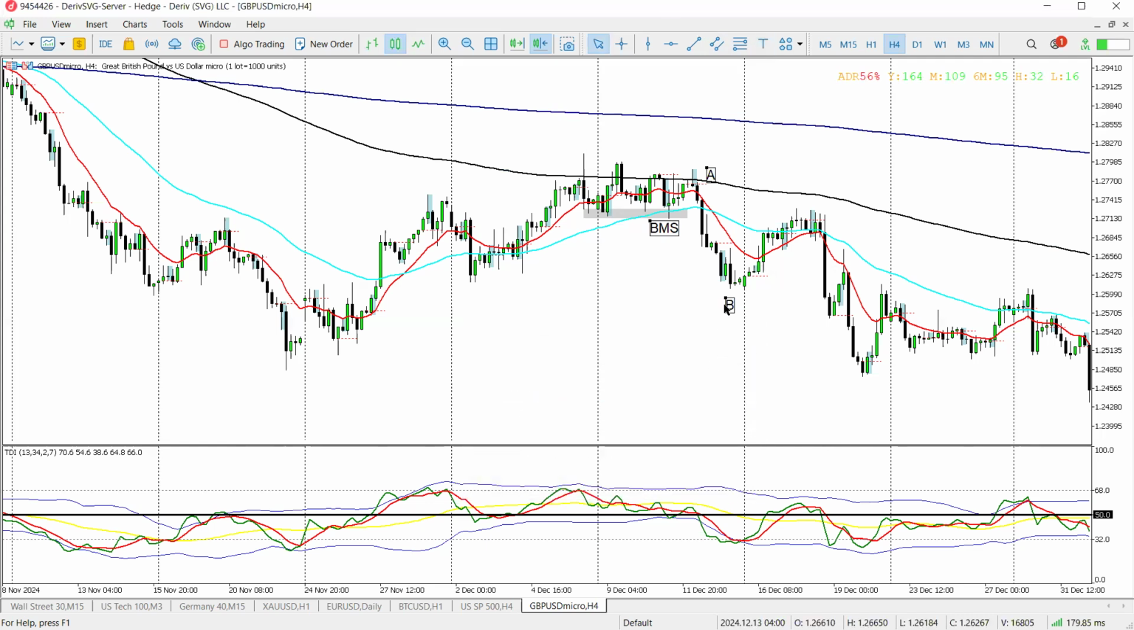Once we've identified point B, what are we doing now? We now want to run our fib. If you are new to MT5 and you don't know where to get your fib, this is your Fibonacci tool right here. If you look at your MT5, there's the crosshair, the vertical line tool, the horizontal line tool, the trend line tool, and the equidistance tool, which I don't really use.